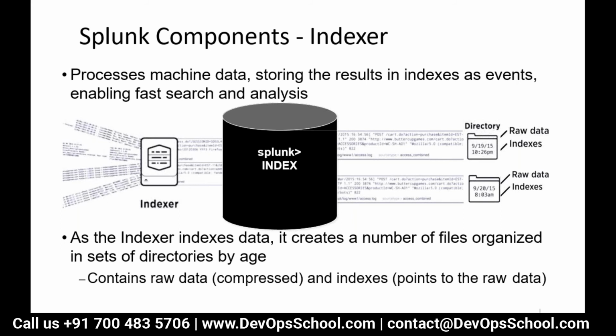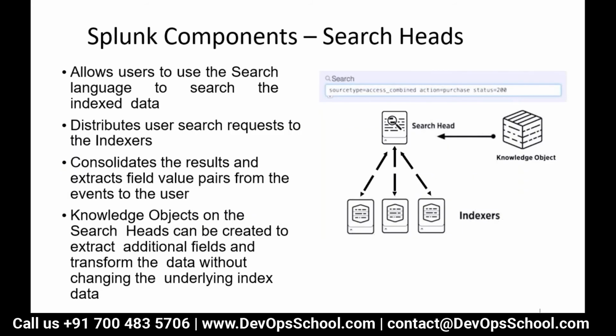Now, as the indexer indexes data, it creates a number of files organized in a set of directories by age, and that we call a bucket. I think we discussed this on the first day also, so please read one more time. These buckets may contain the raw data, or the indexes that point to the raw data, or both. So that's the indexer.